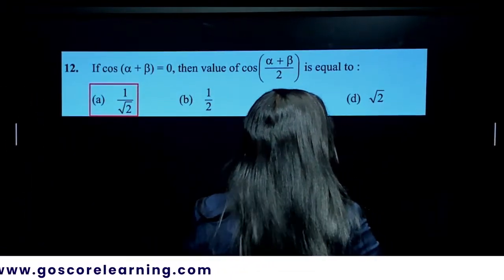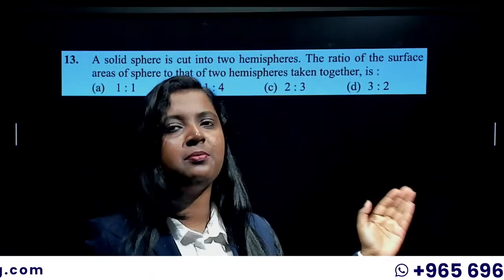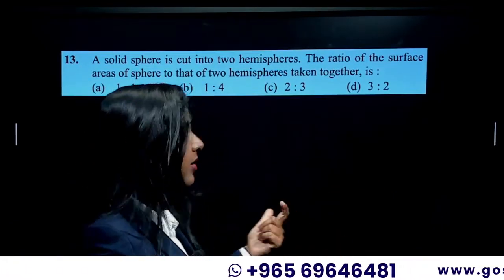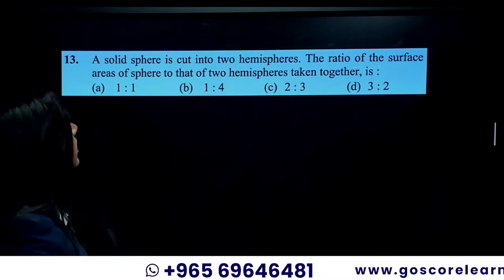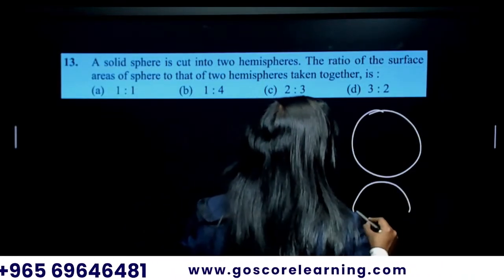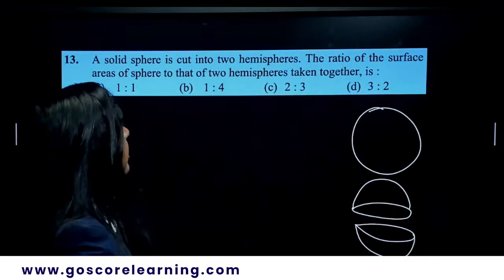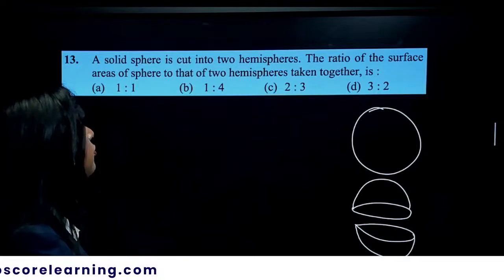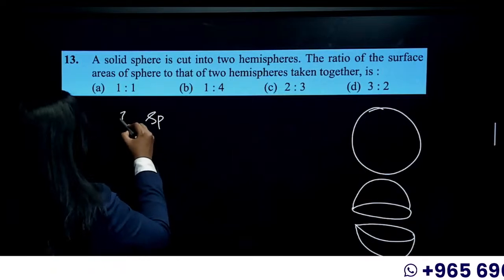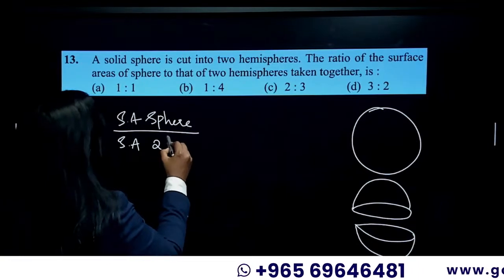Such an easy question. So far, this is the first question from surface areas and volumes, right? So a solid sphere is cut into two hemispheres. We have a sphere and we are cutting that into two hemispheres. So we have two hemispheres like this, and the ratio of the surface areas of sphere to that of two hemispheres. So the surface area of sphere to the surface area of two hemispheres.